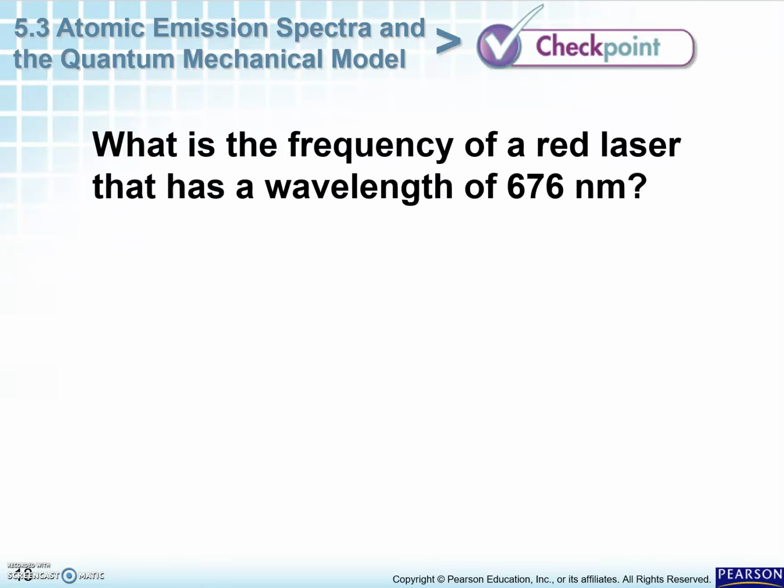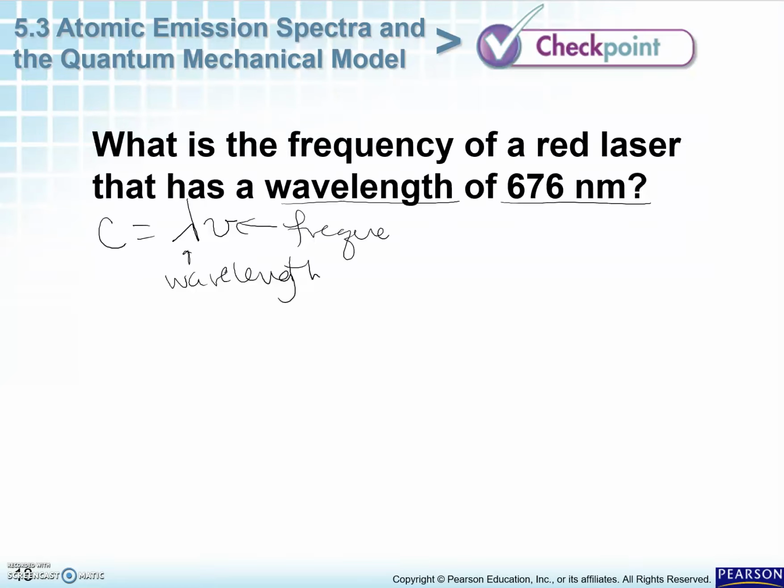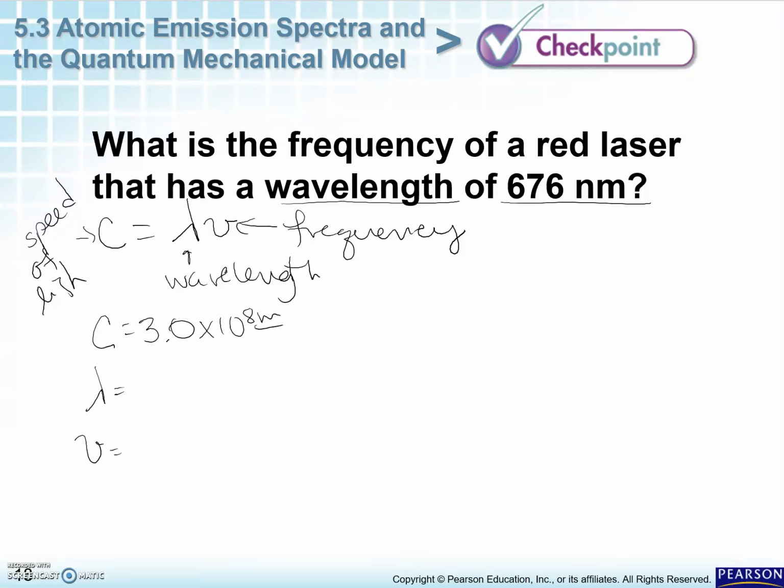One more before we go. We have: what is the frequency of a red laser that has a wavelength of 676 nanometers? So again, we have c equals lambda nu, and this is our wavelength, and here is our frequency, and this, of course, is our speed of light. And let's write down our knowns, c, lambda, and nu. We know that c is always going to be 3.0 times 10 to the 8th meters per second. This time we are given wavelength. So we have 676 nanometers, and we don't know our frequency.